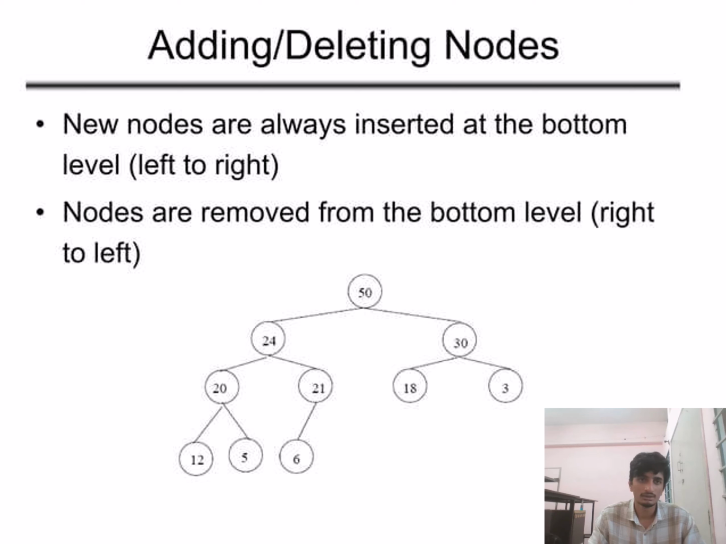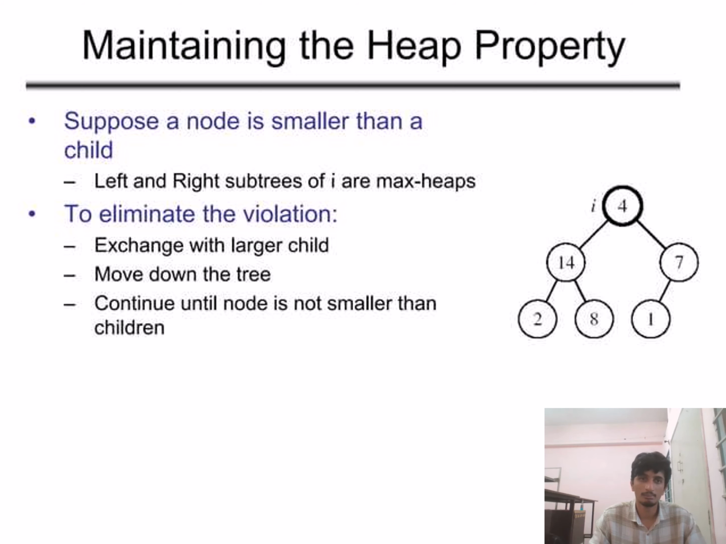Adding or deleting nodes: new nodes are always inserted at the bottom level, from left to right. Nodes are removed from the bottom level, from right to left. For maintaining the heap property, suppose a node is smaller than its child, and the left and right subtrees of i are maximum heaps. To eliminate the violation, exchange with the larger child and move down the tree, continuing until the node is no longer smaller than its child.